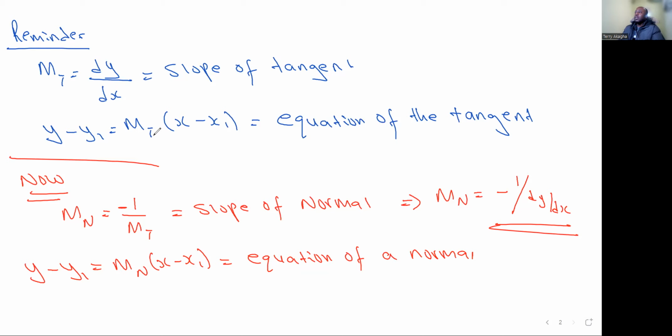So remember that we talked about this earlier in the previous slide. mt here is the slope of the tangent. Okay. So when you're looking for the equation of the tangent, definitely use the slope of the tangent. But when you're looking for the equation of the normal, you have to use the slope of the normal. And the slope of the normal is equal to the negative inverse of the what? The slope of the tangent. Okay, good. Now let's solve some questions.